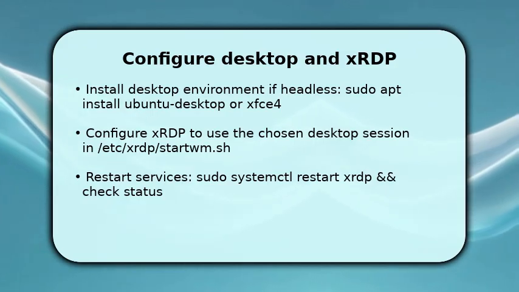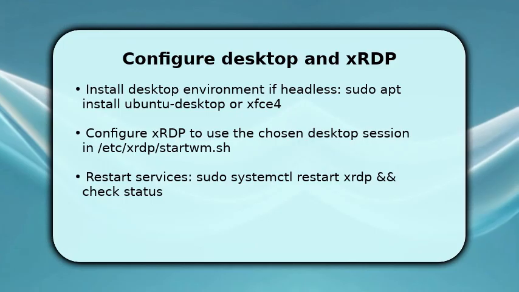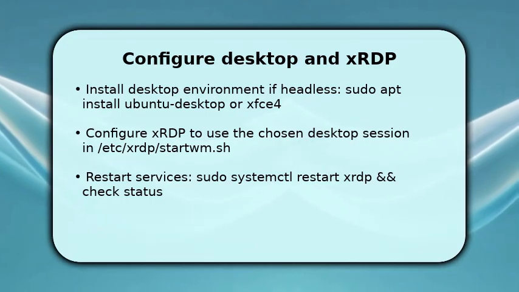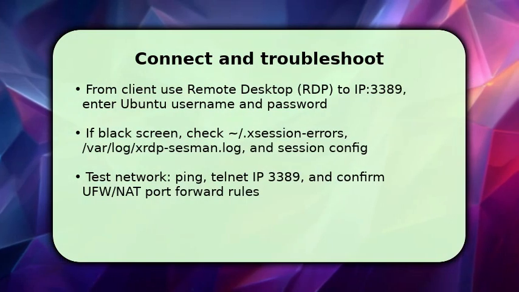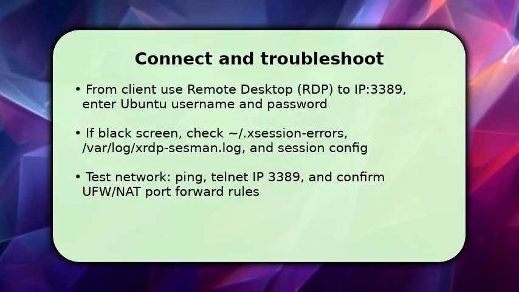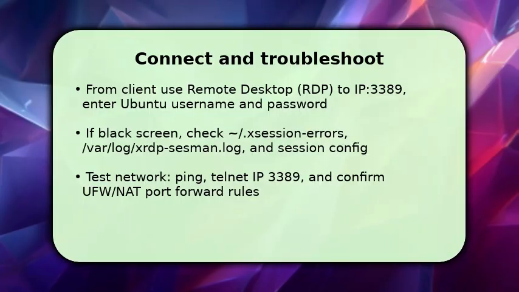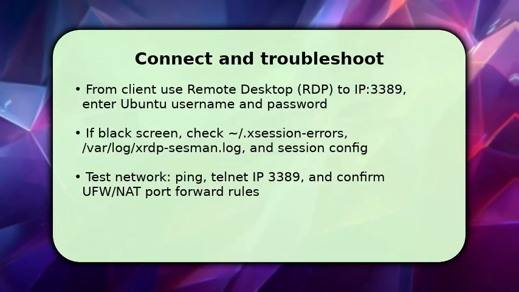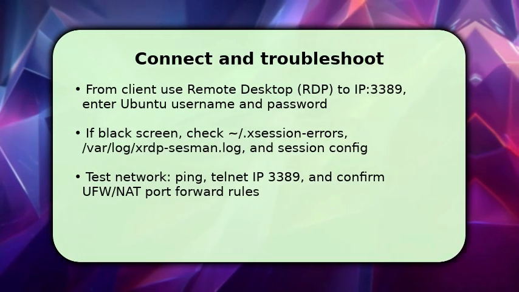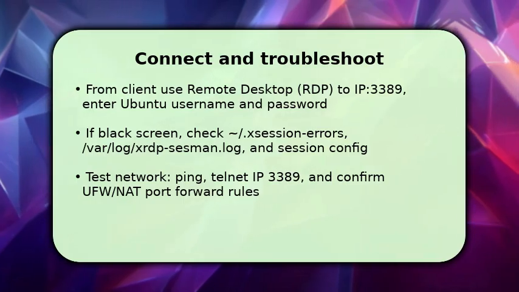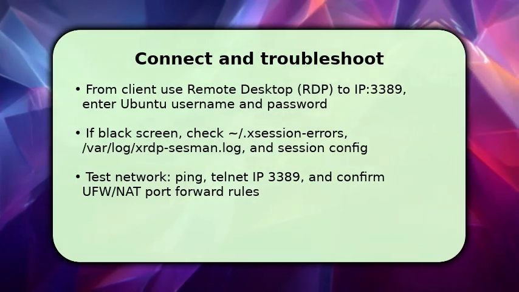To finish, open your RDP client and connect to the Ubuntu host IP at port 3389 using the account you prepared. Once connected, if you see a black screen or immediate disconnect, inspect XRDP and session logs for missing desktop commands or permission errors, correcting startwm.sh or installing xorgxrdp often fixes this.